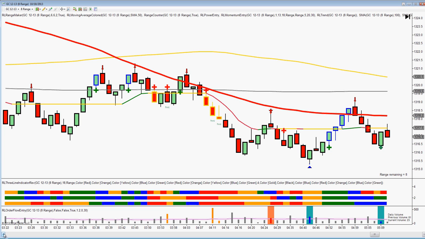I have recommendations for 8 range on gold and crude, 8 range on all the indices like the Dow, the NASDAQ, and the Russell. 3 range for the rotational markets like bonds, notes, and the ES. 5 range for the euro currency and grains.